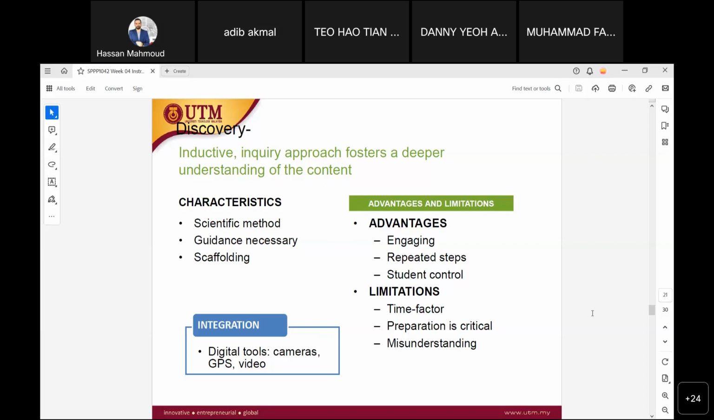The advantages, obviously, is it is very much engaging, and the students are in control because they understand the knowledge now, right? What you need to do as a teacher is to correct them, right? Okay. Now the limitation, you need to manage your time, because when we talk about discovery, you give them some of the class time, and then you need to control what is left of the time. Preparation is critical, and there could be misunderstanding. That is why it's very important to clarify the information after they discover it.